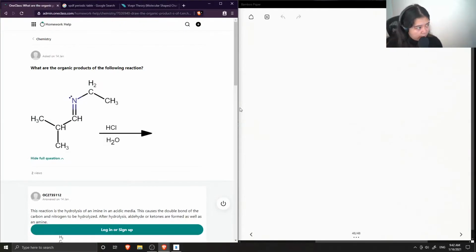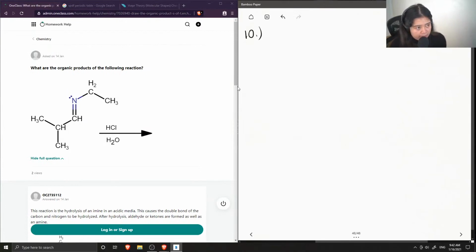Okay, so now we're on to question number 10. What are the organic products of the following reaction? Here we have a very large structure, also known as an imine. This reaction is called the hydrolysis of an imine in acidic media. And we know it's acidic because it reacts with hydrochloric acid and water.